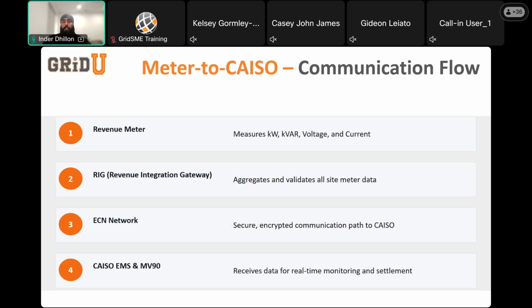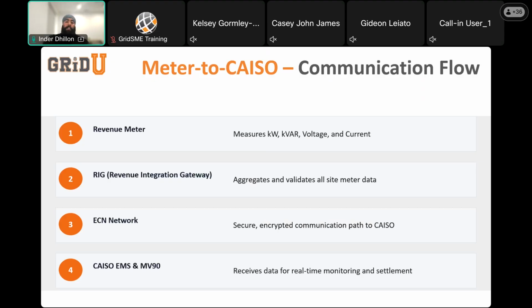So now, looking at how communication works in the field, this table shows the full data path from the meters all the way to CAISO. Starting at the site, the revenue meters are measuring real and reactive power along with voltage and current. The data is sent to the CAISO RIG, which acts as a central point for collecting and consolidating meter data. The RIG collects data from all meters, validates it, and prepares it for transmission. And from there, the data moves through the ECN network, passing through the site's communication infrastructure before being sent to CAISO.